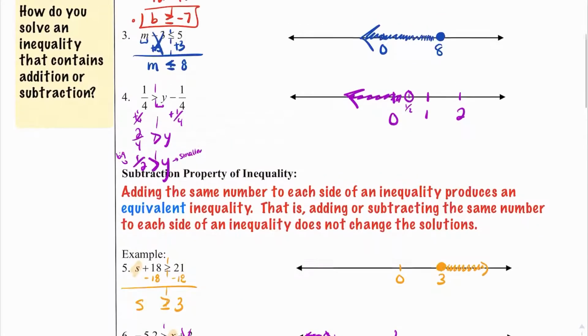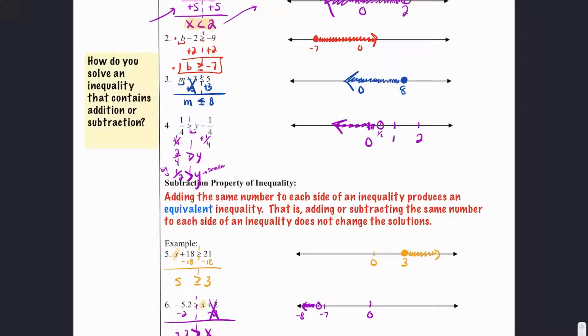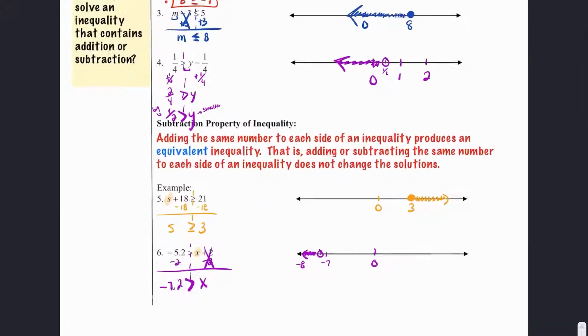So again, just summarizing on this page, we should be able to solve an inequality that contains addition or subtraction. It seems really easy that all we did was add and subtract, and we reminded ourselves that if we do that to both sides, it doesn't actually change the inequality or the answers. I want to just highlight that one more time.